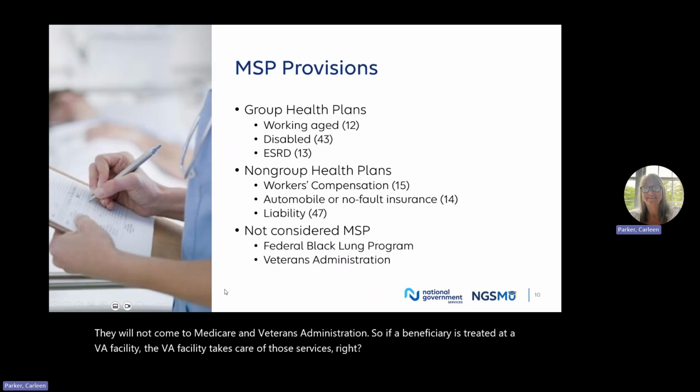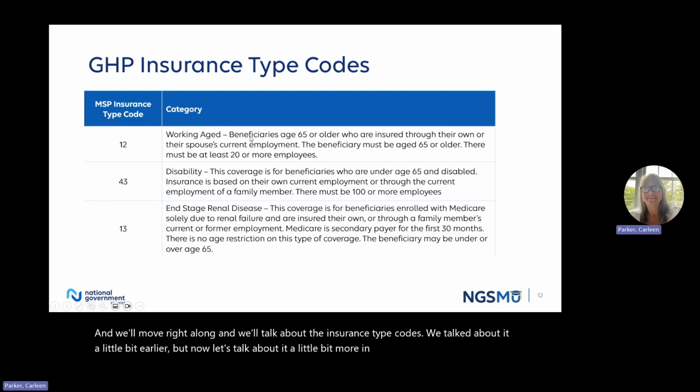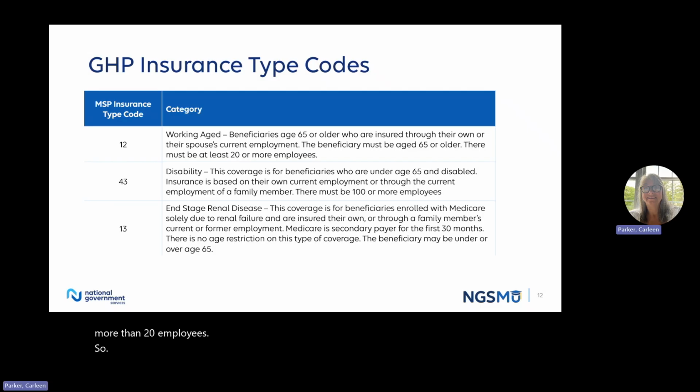We'll move right along and talk about the insurance type codes. We talked about it a little bit earlier, but now let's talk about it more in depth. Working age puts a beneficiary 65 or older, and it makes Medicare secondary when the individual or their spouse is working and there is coverage by the employer, and that employer has more than 20 employees. So Medicare is a secondary payer.